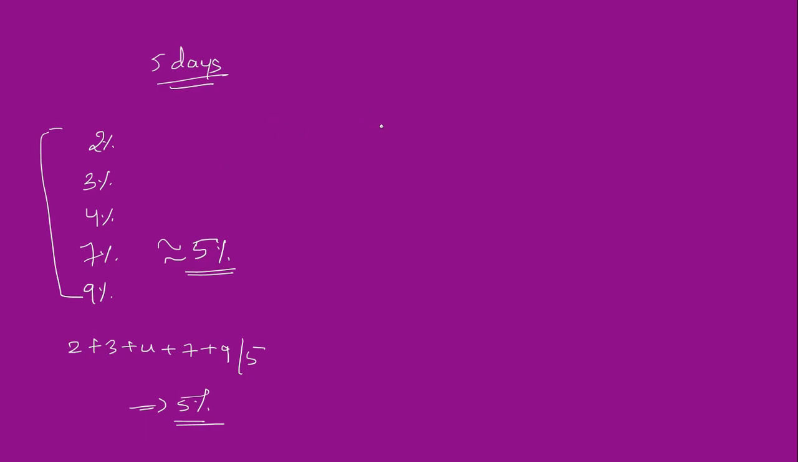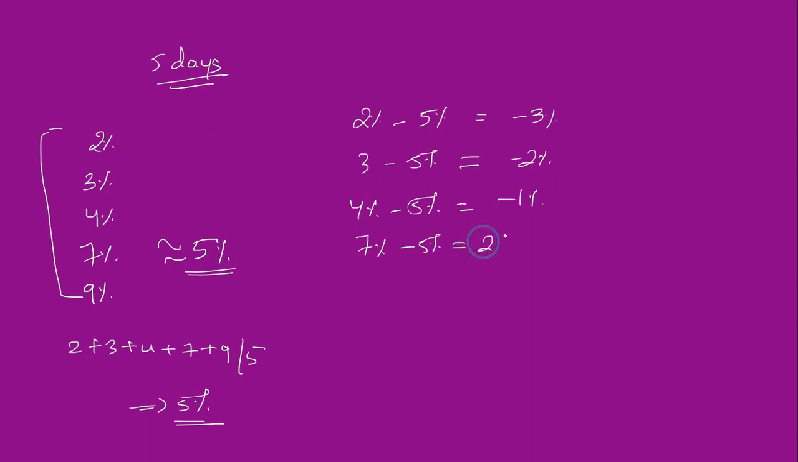Now to calculate standard deviation, I'll subtract 5 from all this percentage. That means on first day on an average the stock was supposed to move up by 5%, but it moved only 2%, so it missed by 3%, right? Second day 3 minus 5, it was missing the mean by 2%. Next day it was missing the mean by 1%. Next day it was going above the mean by 2%, and next day it was going above the mean by 4%.